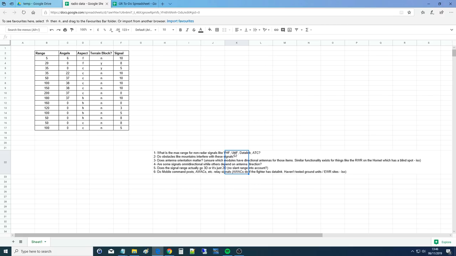Same thing with UHF, which is exactly the same, but a different frequency band. ATC, basically the same. And the ATC tower is going to have a different receiver and transmitter to whatever is in your plane, a different wattage and so on. Datalink, we didn't actually do any testing with Datalink, but it's going to be basically the same.